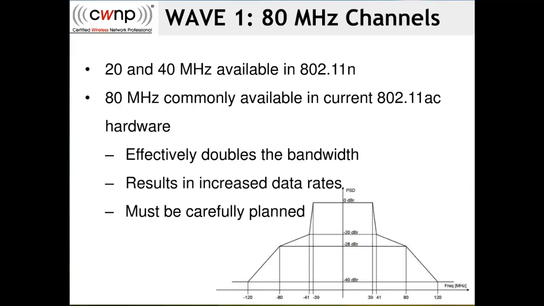Now here we have the second part of wave 1, and that's an 80 megahertz channel. We know that 20 and 40 megahertz channels were available in 802.11n. We typically implemented 20 megahertz channels in 2.4 gigahertz and 40 megahertz channels in 5 gigahertz. Well, 80 megahertz channels are commonly available in your current 802.11ac devices that are out there. This effectively doubles the bandwidth, which of course gives you increased data rates, but it must be carefully planned.